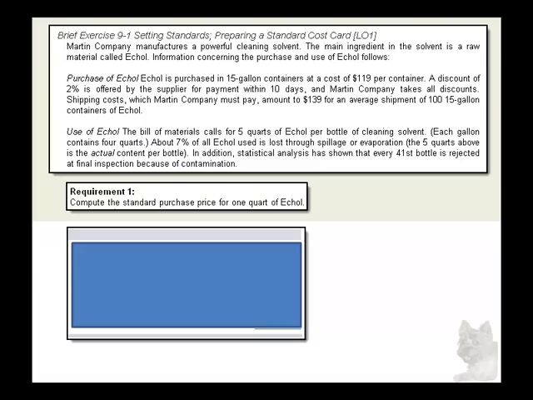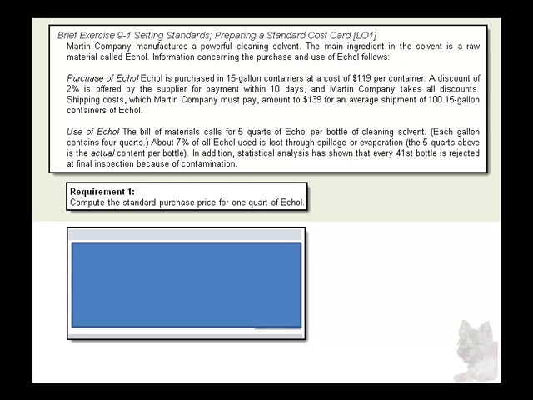Okay, let's take a look at brief exercise 9-1, which involves setting standards and preparing a standard cost card. Now I'll read the information that you can see on the screen there. Okay, Martin Company manufactures a powerful cleaning solvent. The main ingredient in the solvent is a raw material called Ecol. Information concerning the purchase and use of Ecol appears below.